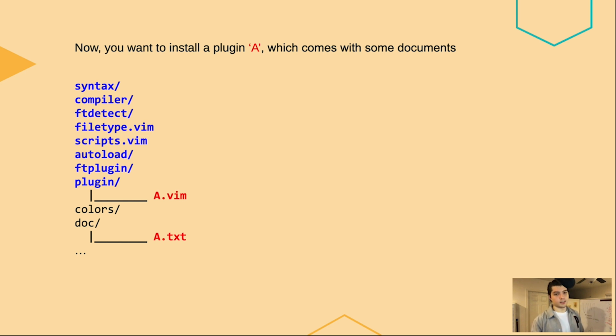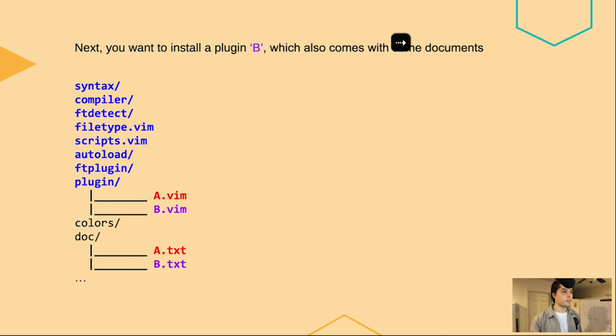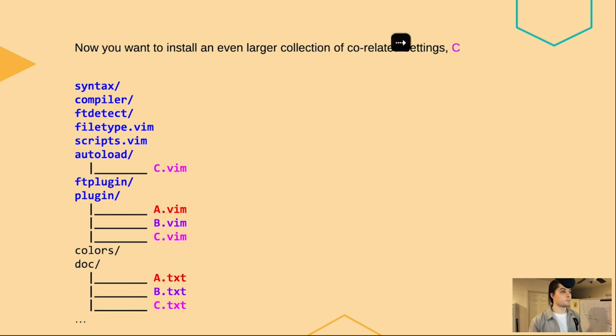I didn't showcase examples for all of the components, but documents is another one. And now let's say you want to install plugin B, which also comes with some documents. Okay, you put another Vim file in plugin and another text file in doc. And now let's say you want to install an even larger collection of correlated settings C, and this one includes an autoload script as well as a plugin script and a doc. Do you kind of see the issue here now?